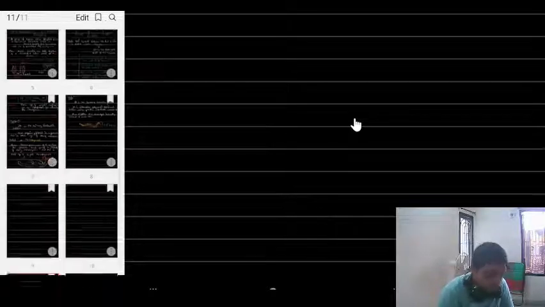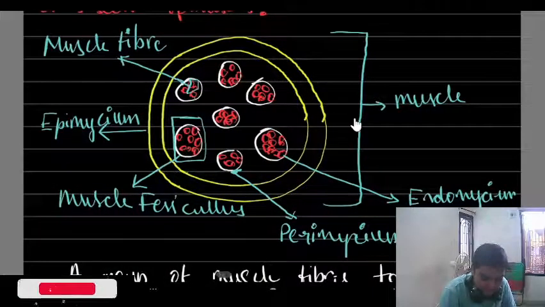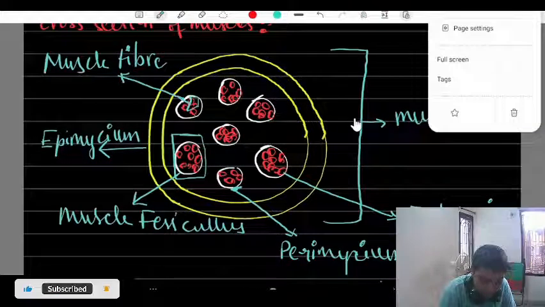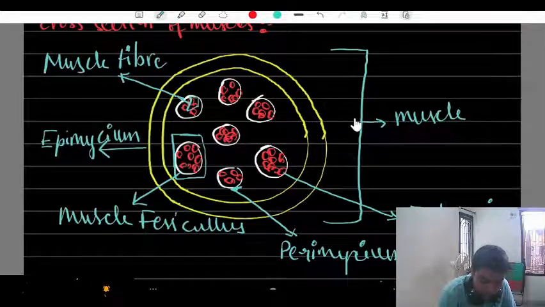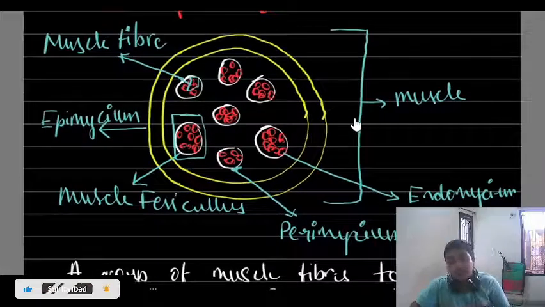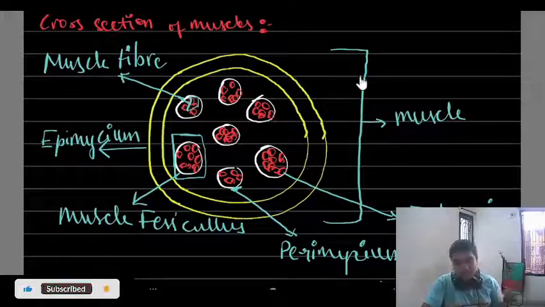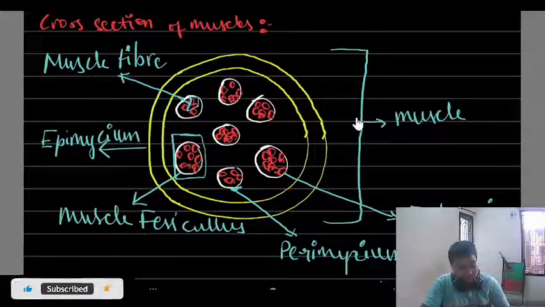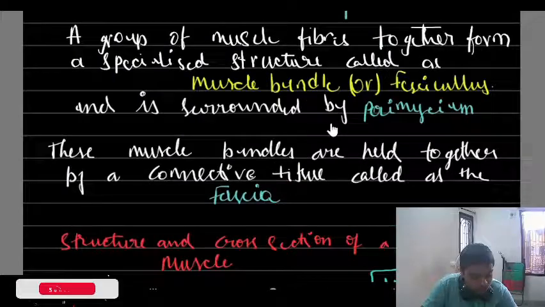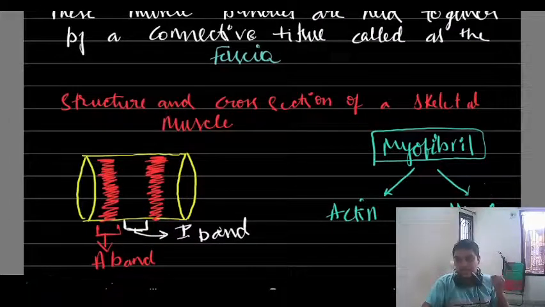Now let's move back to the diagram. Yes, we have completed the cross section of a muscle. This is a cross section of a general muscle. Now let's see the structure of skeletal muscles first of all.